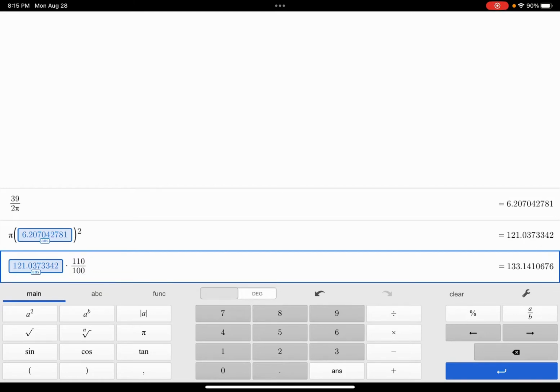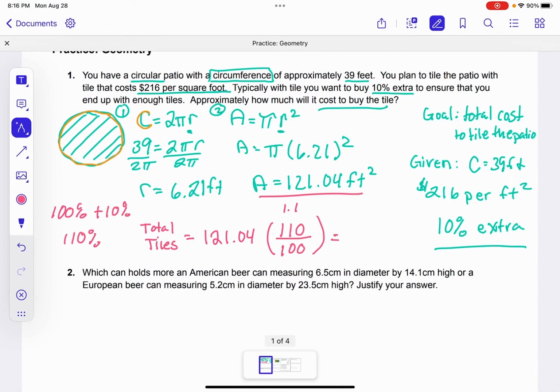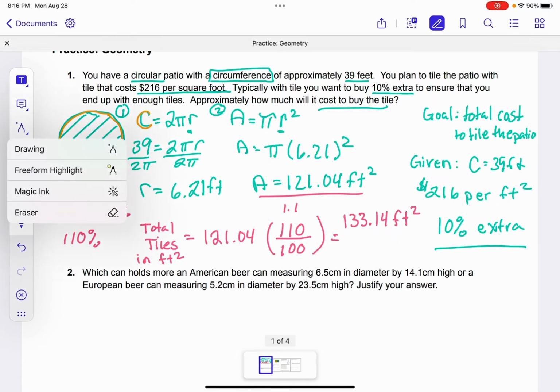And notice it's about 12 extra tiles. So I'm going to be buying 133.14 square feet of tile. So I'm going to label this in square feet. Now, that's not my final answer. This is just step 3, and I'm starting to run out of space. So I'm going to erase a little bit of my givens just to free up some room.